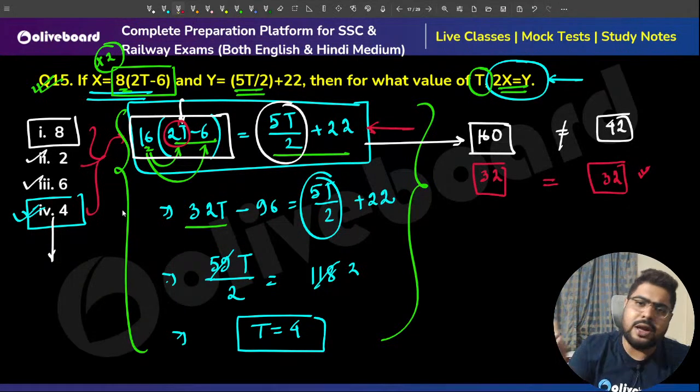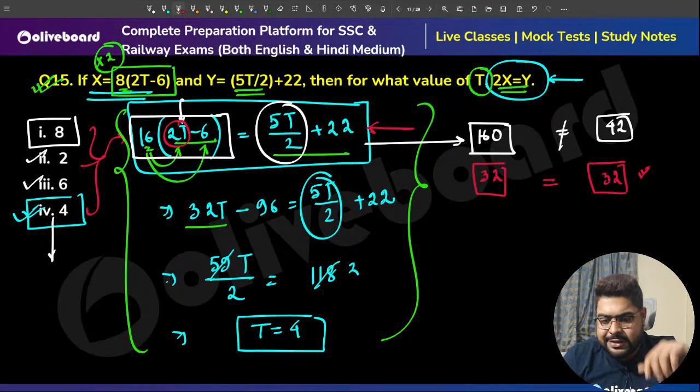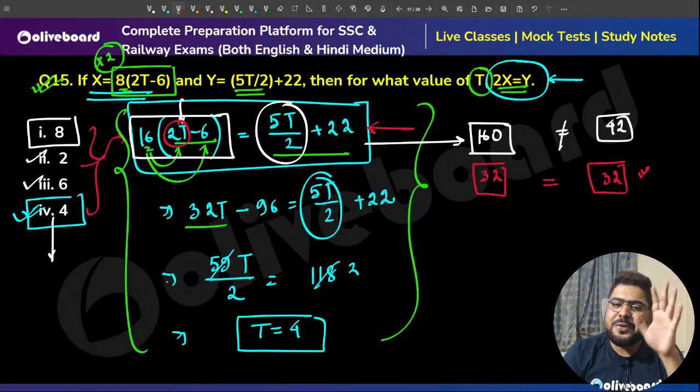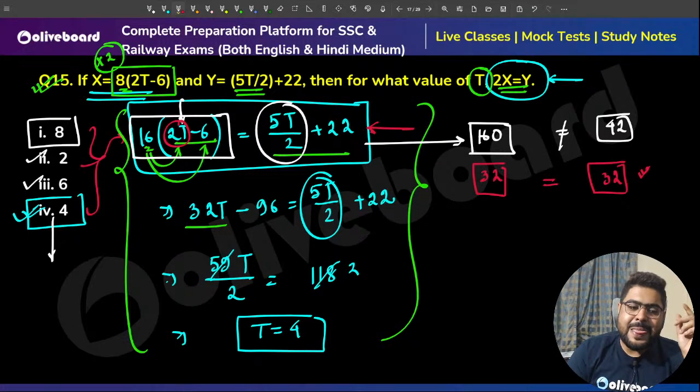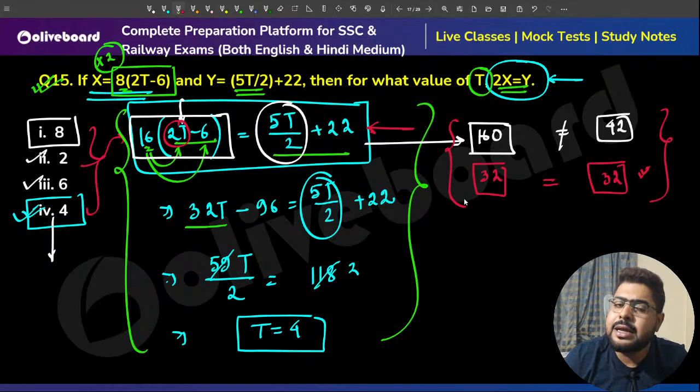So rather than solving, the rule of thumb, you will gain from experience: where to use what. Please understand. Where is this option elimination, this value putting method, mostly relevant?